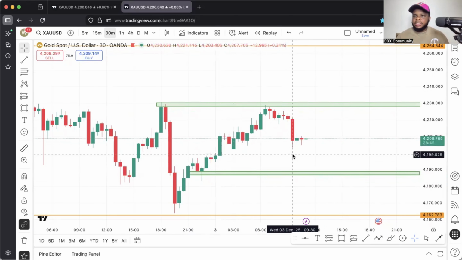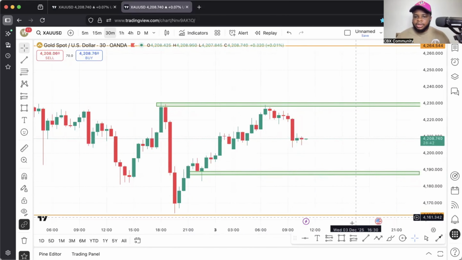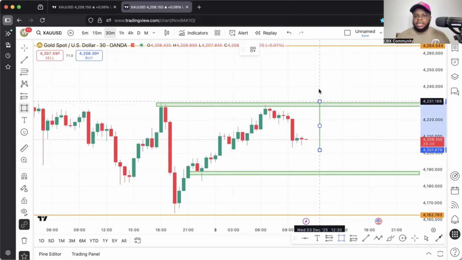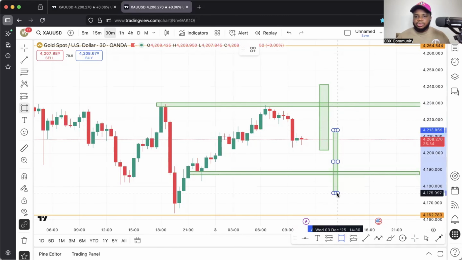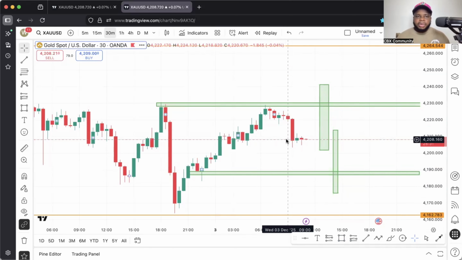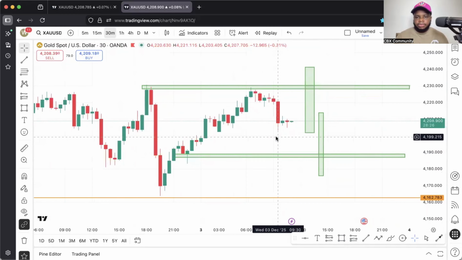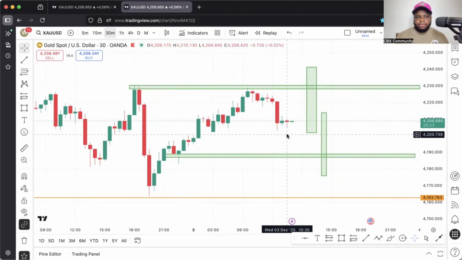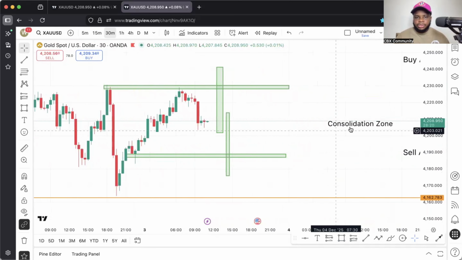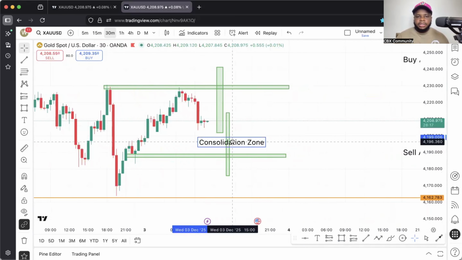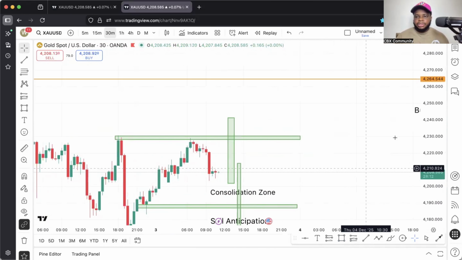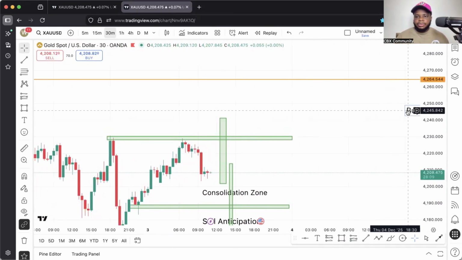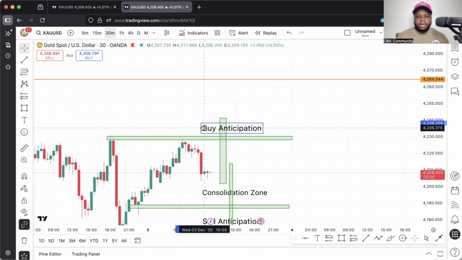But let's put it here, since this is the beginning of London Open, and at London Open we usually have volume in the market, so a strong bullish candle can close like this, and a strong bearish candle can close like this too, since there is volume in the London session. So this is our consolidation zone over here, where we are anticipating to take a sell, and then we are anticipating to take a buy.